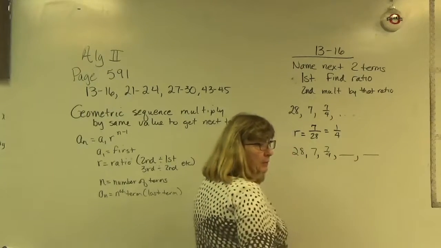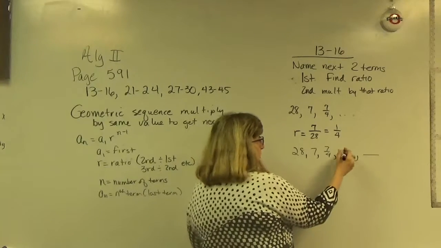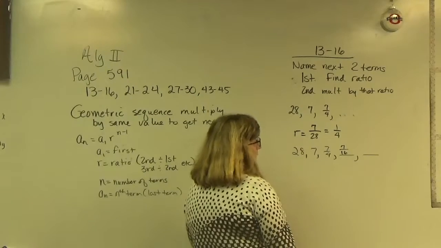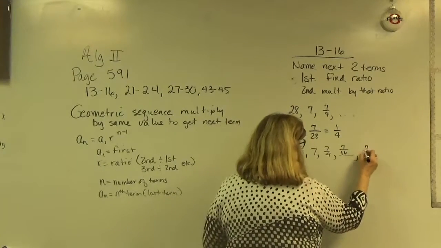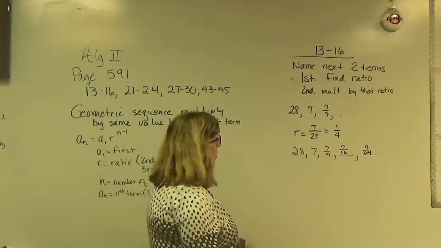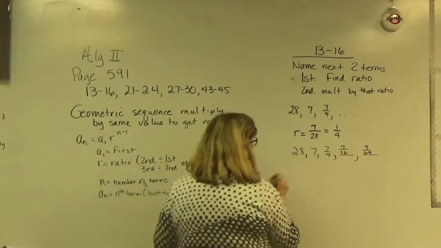Now, once you know what your ratio is, our instructions are to find the next two terms. So I need to multiply by 1/4. So 7 times 1/4 would be 7 sixteenths out of 7 fourths. 7 sixteenths times 1/4 would be 7 sixty-fourths. And there would be your next two answers. So I want to see what the ratio is, and then I want what the next two numbers are.